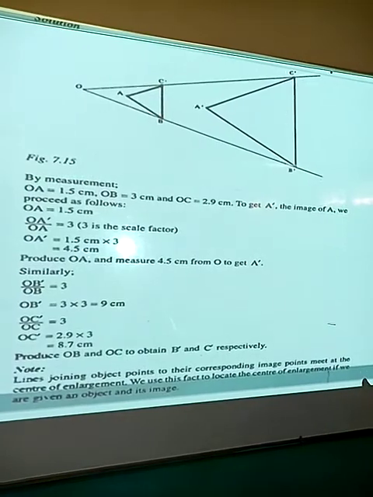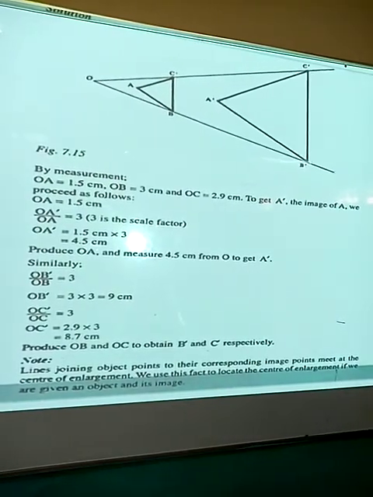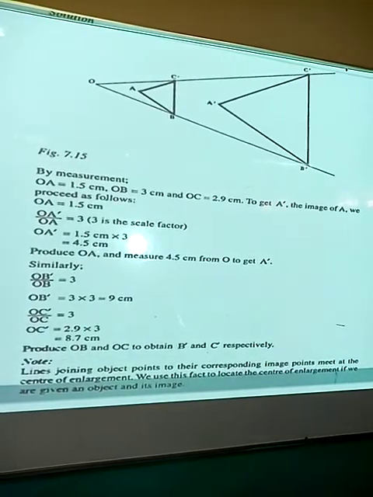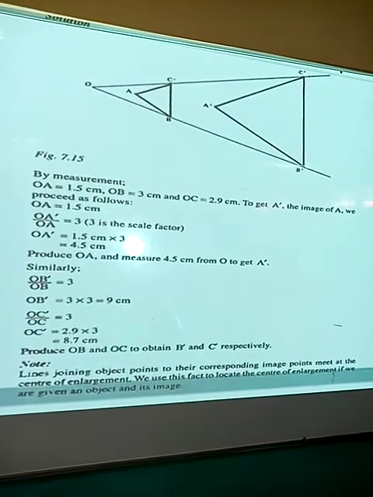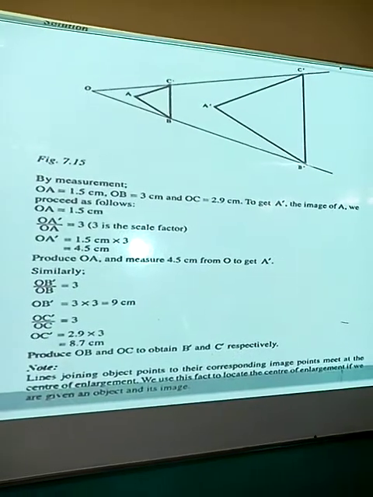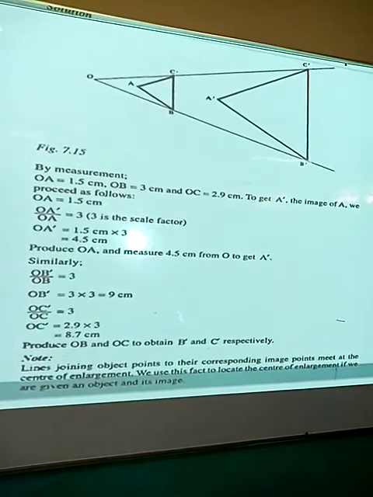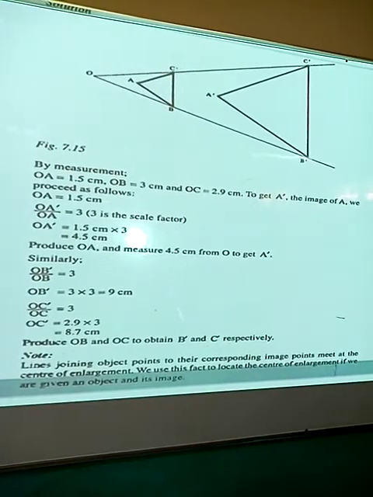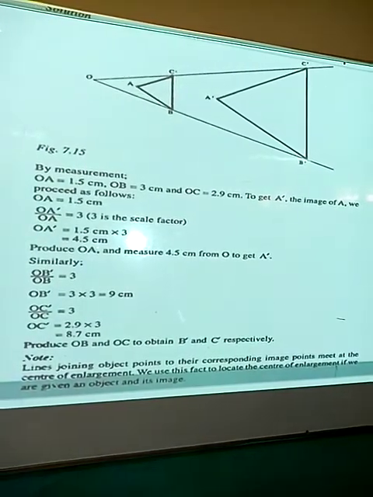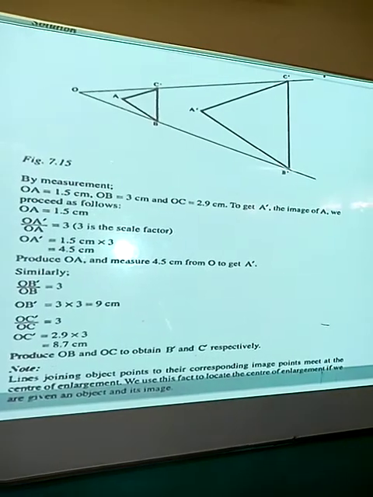Produce OB and OC to obtain B prime and C prime respectively. Note, the lines joining the object points to their corresponding image points meet at the center of enlargement. I'm repeating, the lines joining the object points to their corresponding image points meet at the center of enlargement. We use this fact to locate the center of enlargement if we are given an object and its image. Then we can use that to locate the center and the scale factor of enlargement.